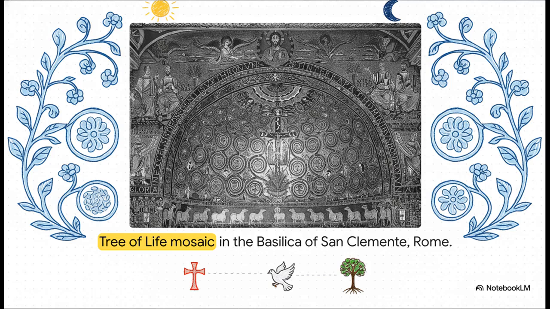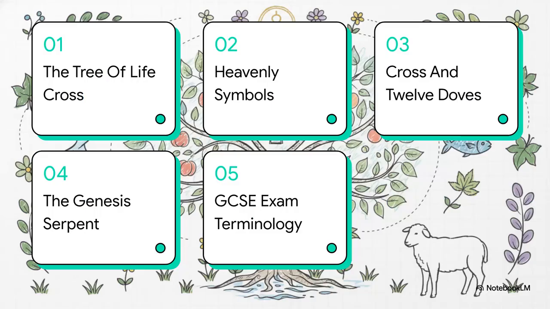We're going to break it down and focus strictly on what you need for those exam marks, looking specifically at how this incredible artwork uses symbols to connect the life and death of Jesus with the Genesis stories of creation. So here's our game plan for today. Number 1, the Tree of Life cross. 2, heavenly symbols above Christ. 3, the cross and 12 doves. 4, defeating the Genesis serpent. And finally, number 5, essential GCSE exam terminology.